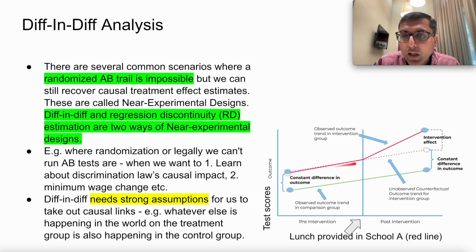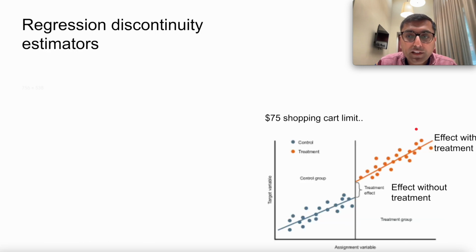Maybe this school was on a track to constantly improve, or there's some other variable that's actually causing this change and not the lunch. So that's a big, strong assumption. The other one is regression discontinuity.